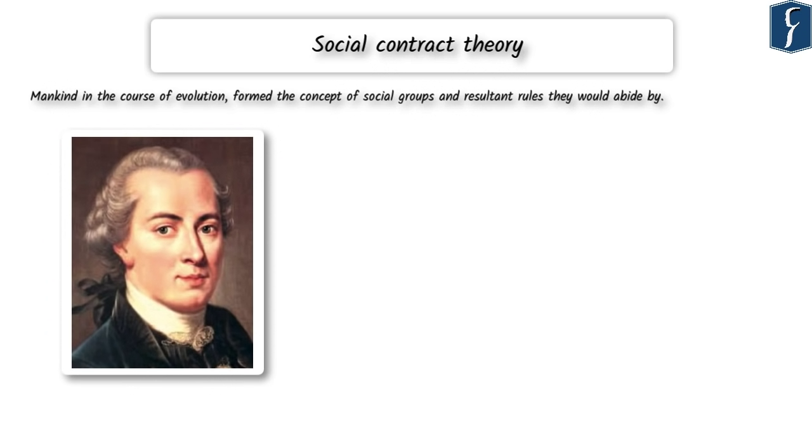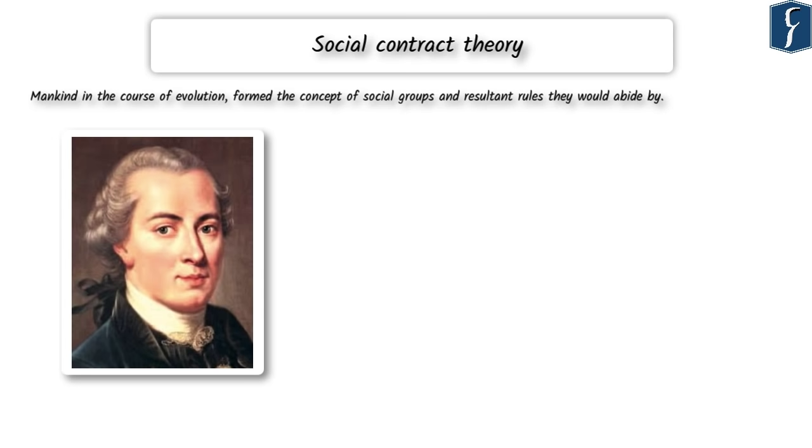The article says that mankind in the course of evolution formed a concept of social groups, and framed certain rules that they all will abide by. This idea has been very well encapsulated in Immanuel Kant's ideas of governance. Although Immanuel Kant came very late in 18th century, but he described this idea very well, so I am using his work.